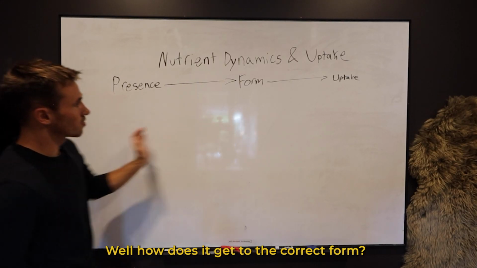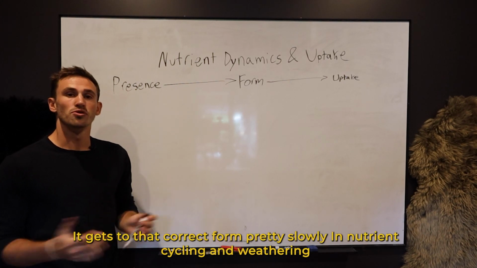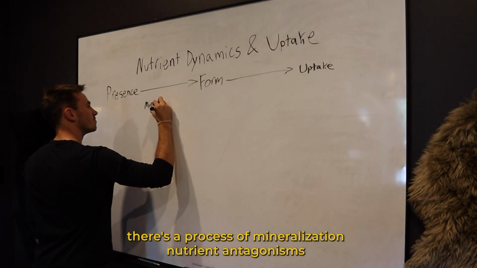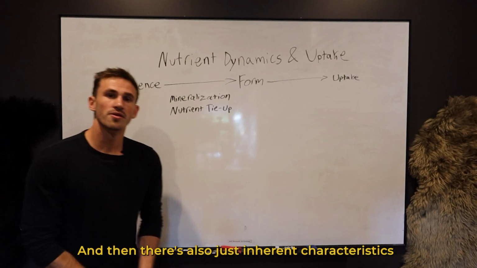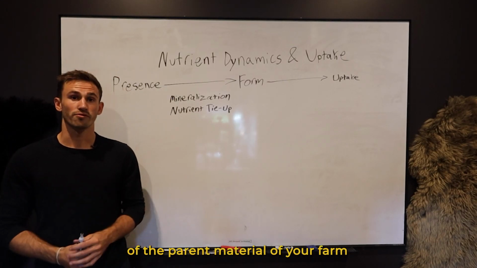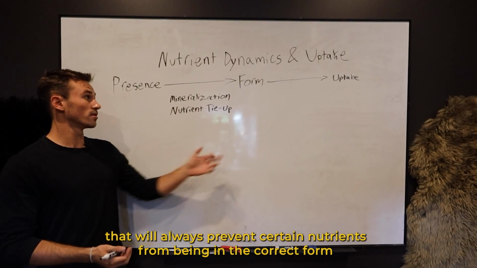Well, how does it get to the correct form, right? It gets to that correct form pretty slowly in nutrient cycling and weathering. There's a process of mineralization, nutrient antagonisms, and then there's also just inherent characteristics of the parent material of your farm that will always prevent certain nutrients from being in the correct form.